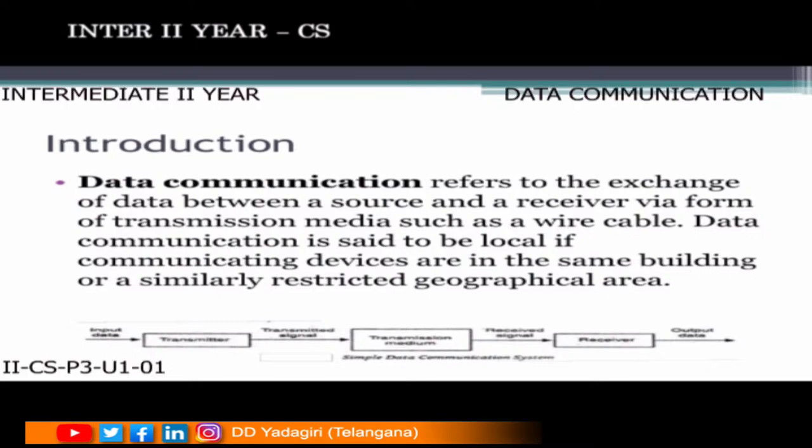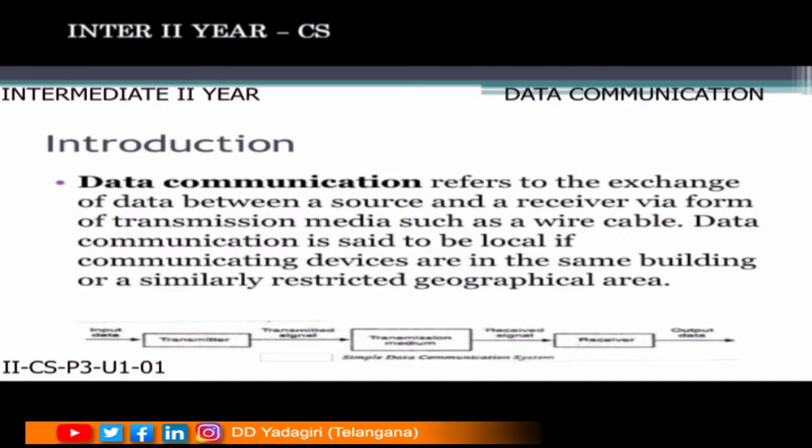So let's come to the topic. What is data communication? Here, the word data communication is the combination of data and communication. So what is communication? Communication is a process of exchanging information from one point to another point. If it is in the form of data or bit, it is called as data communication.